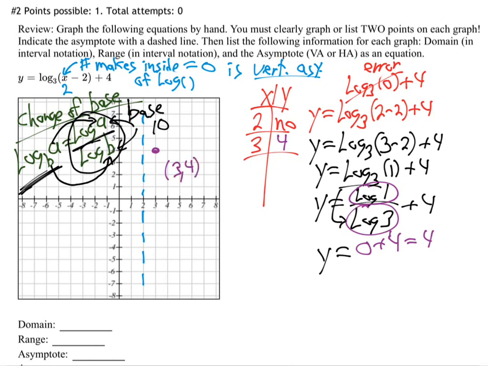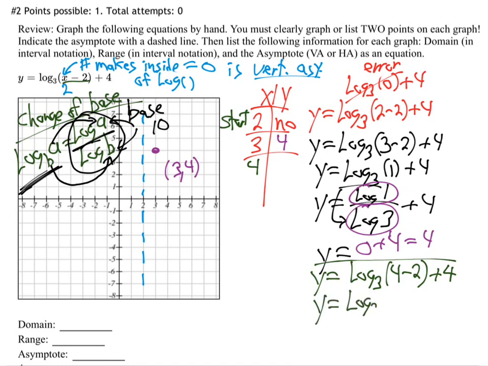Okay, let's get one more. Let's go one higher. Let's plug it forward. Now remember, we started at 2 because that's what made the inside 0, and we went up from there. Now we've got y equals log base 3 of 4 minus 2, plus 4. What does that give us? Log base 3 of 2 plus 4.